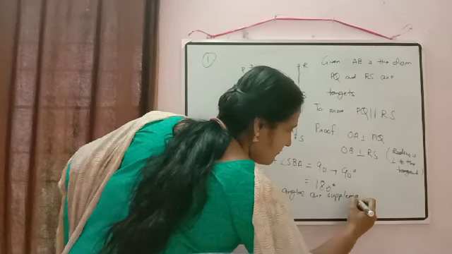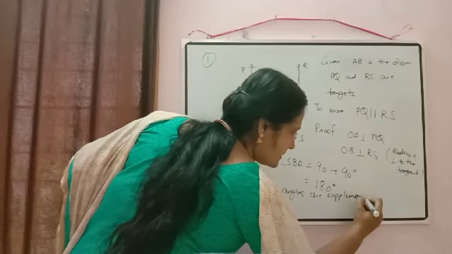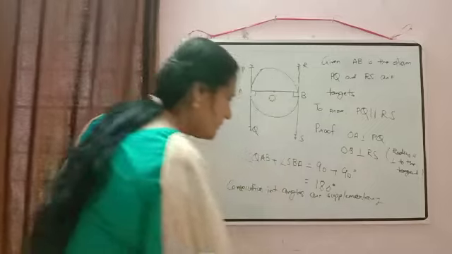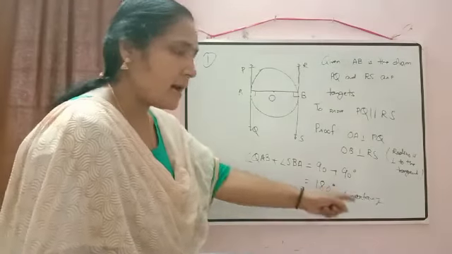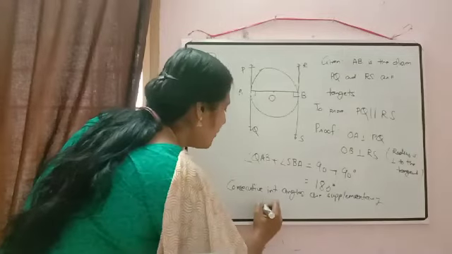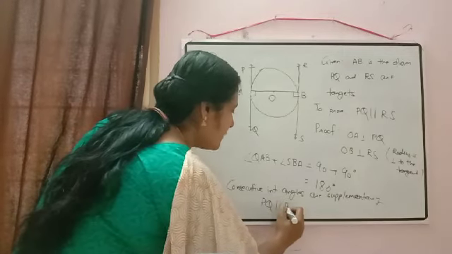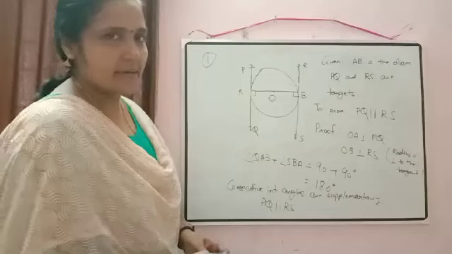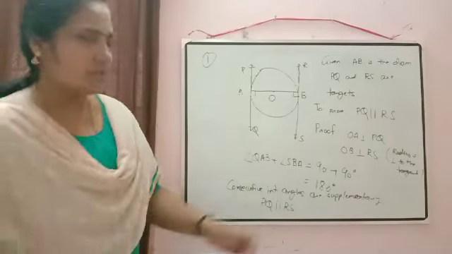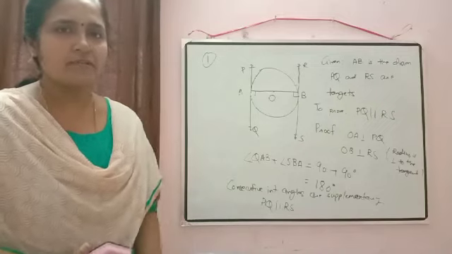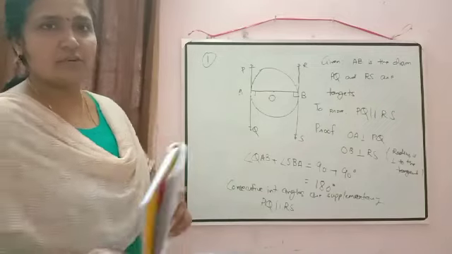Supplementary means their sum is equal to 180 degrees. Consecutive interior angles are supplementary. Therefore, PQ is parallel to RS. Okay. So either you can use alternate interior angles or consecutive interior angles. It depends on you which property you want to use.